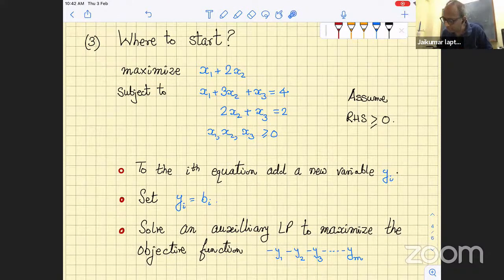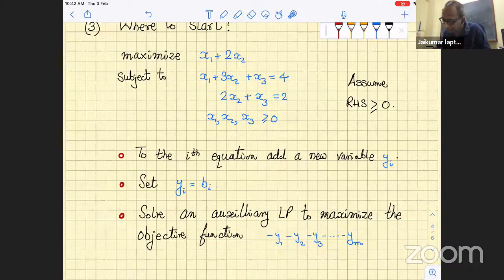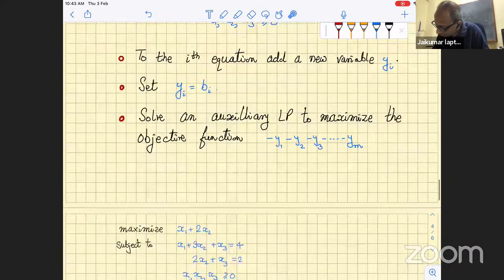Okay, so let me just quickly tell you what the auxiliary LP is. Let me do it with an example. We have this LP here, and let us pretend that we don't know how to find a basic feasible solution for it right now. So what we do is, to each of the two equations, we add a new variable. To this equation, we add y1, and to this we add y2.